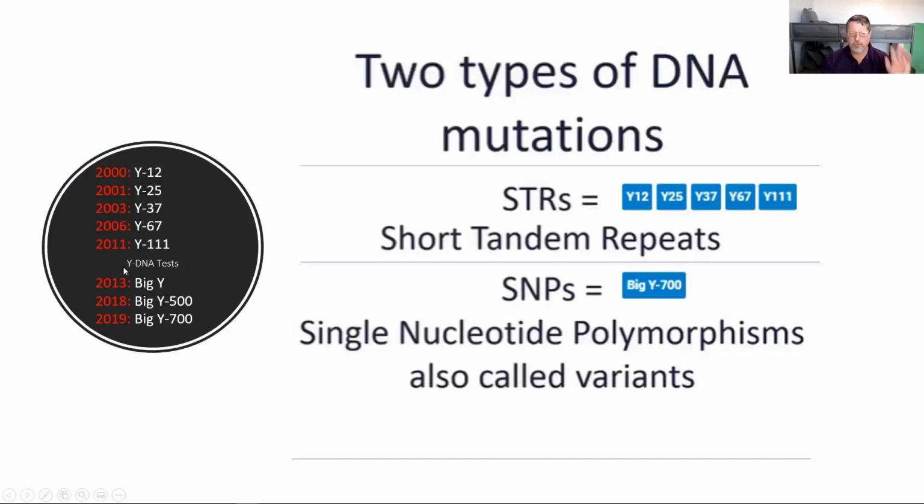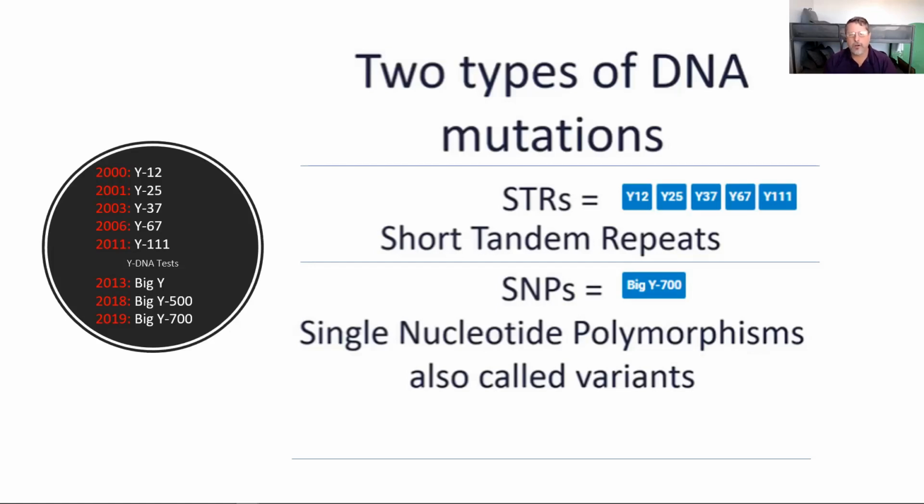All right, so these are the two types of mutations I was talking about, those lower level tests, which were the tests that were available like the first decade of the century, right? The year 2000, 2011. These were the tests. These mutations are different. I haven't introduced these mutations yet. And these are STR mutations, or short tandem repeats. And I'm going to show you what that looks like.